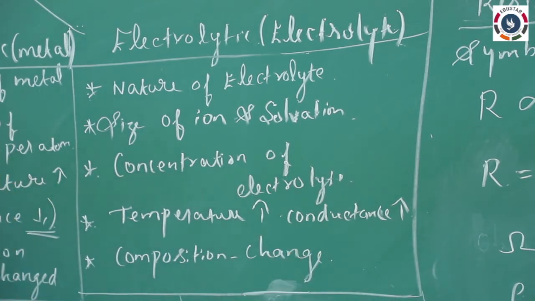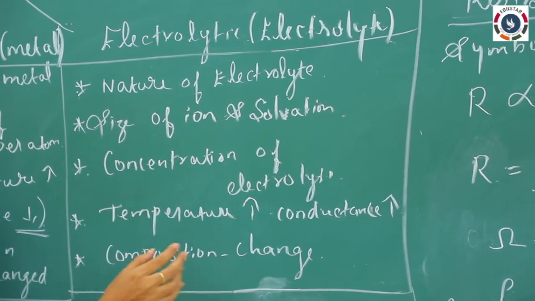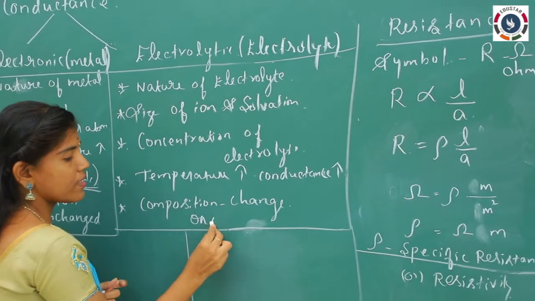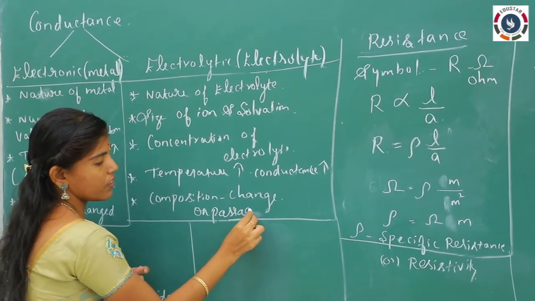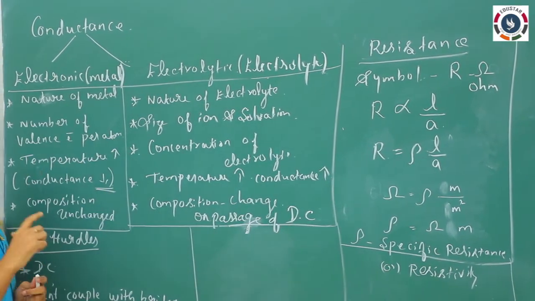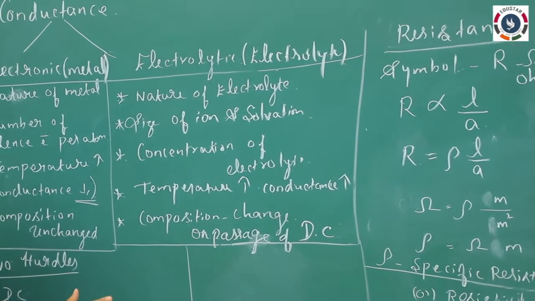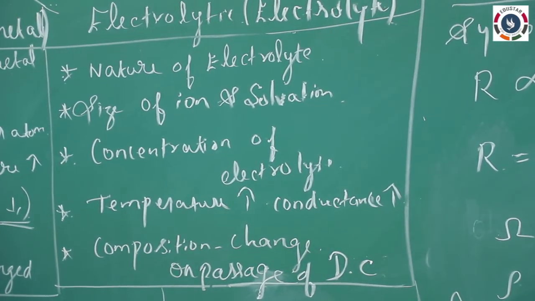One more most important property is that the composition will change on passage of direct current, that is DC. While we pass direct current through the electrolyte, the composition of the electrolyte changes or it gets decomposed.